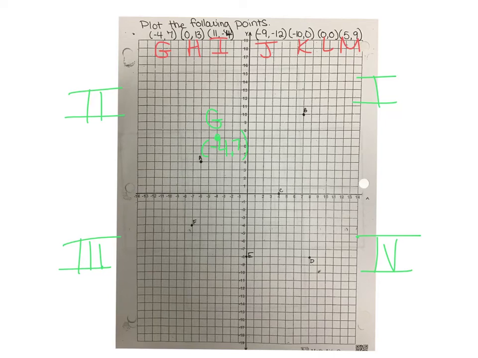Okay, H, 0, 13. Let's think about this. Is this going to be on the x-axis or the y-axis? Well, the x value is 0, so it's going to be on the y-axis. Up here at +13, that's going to be H, 0, 13. Then let's do I at 11, -4. It's going to come down here in quadrant 4, and that is I, 11, -4. Go ahead and try labeling the next points and come back to the video to check.